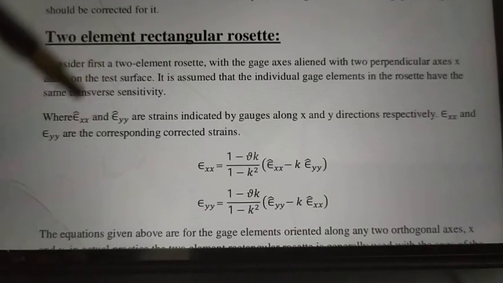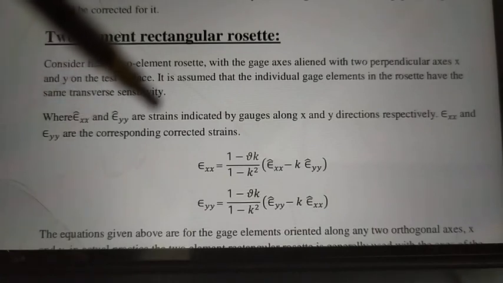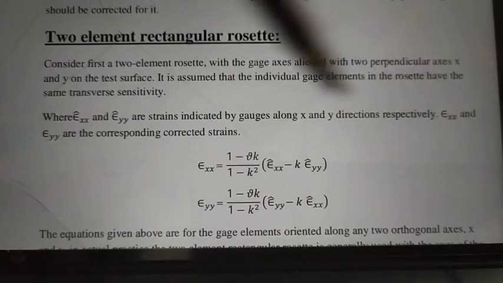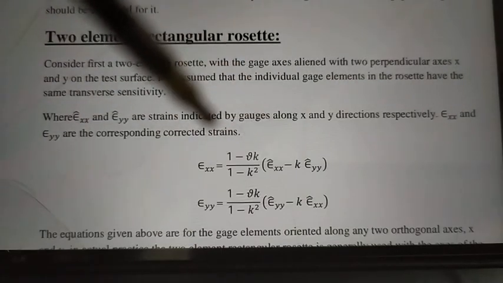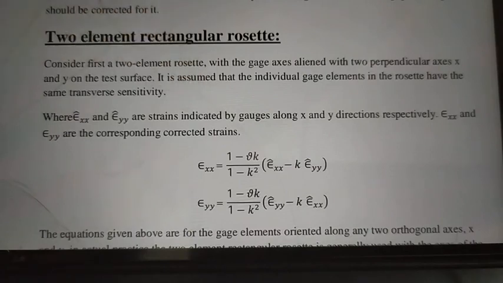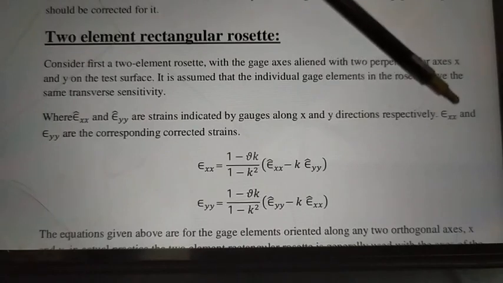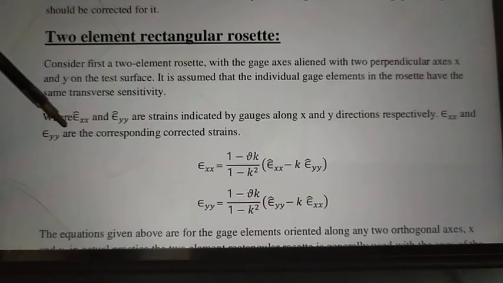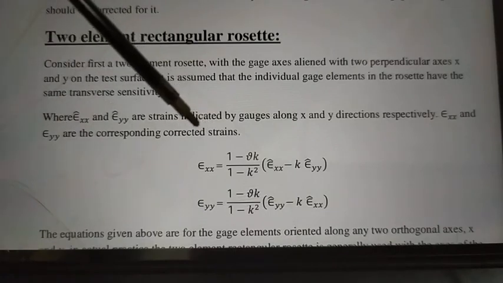Those strain values are called epsilon xx cap and epsilon yy cap in the x and y directions. Epsilon xx and epsilon yy are the corresponding corrected strains. Since there is a transverse sensitivity in these two strains, it can be corrected, and that value is called epsilon xx and epsilon yy. Okay, so like that you are going to measure.